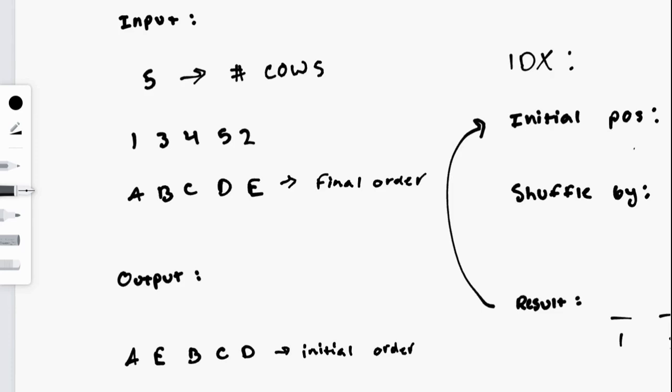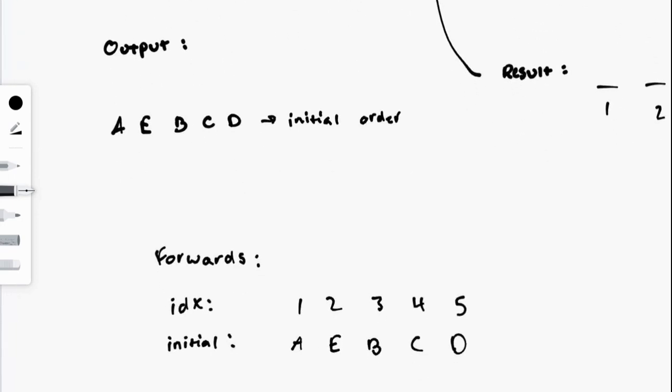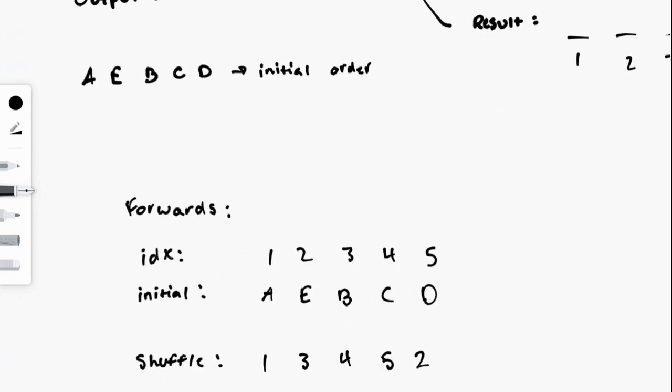Now, for simplicity of reasoning, I made each ID correspond to some letter value. So we can see that in the input, our IDs will be A, B, C, D, E, and then our output will be A, E, B, C, D. Now, for our forwards logic, we can see that the initial order is A, E, B, C, D. That's why I use it as the initial.